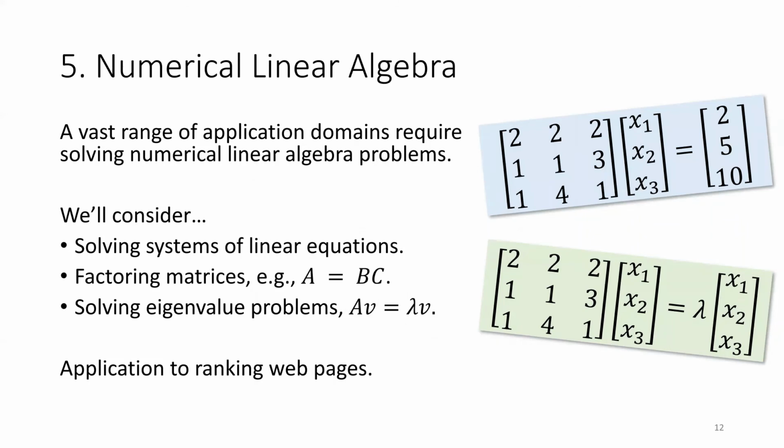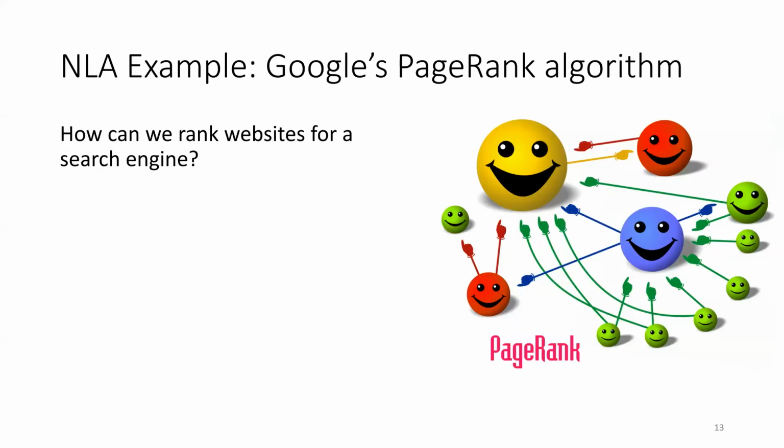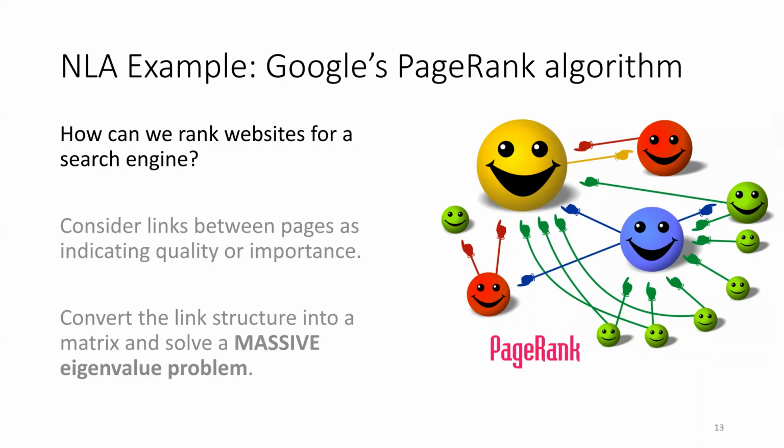Lastly, we'll look at numerical linear algebra, which comes up in a vast range of application domains. We'll look at solving systems of linear equations, factoring matrices, and solving eigenvalue problems. And the application domain we'll look at here is ranking web pages. Google's original PageRank algorithm allowed them to rank websites by considering the links between pages as indicative of quality or importance. And by converting the structure of those links into a huge matrix and solving an eigenvalue problem, they were able to rank web pages in a more effective way than previous algorithms were able to.